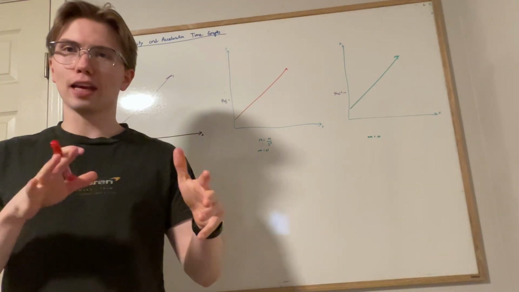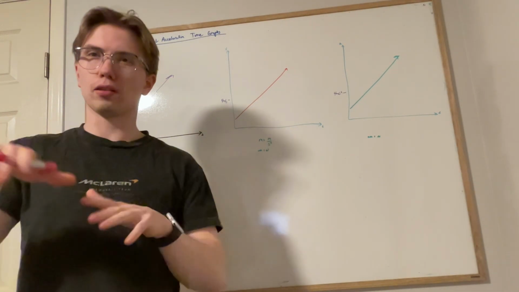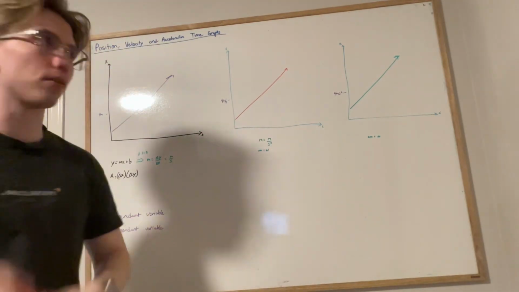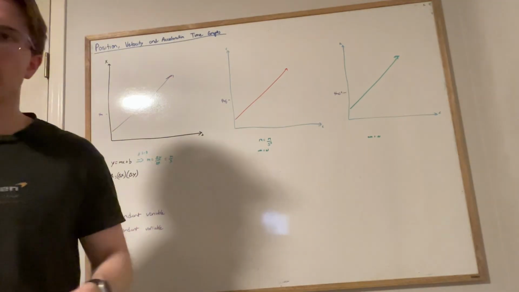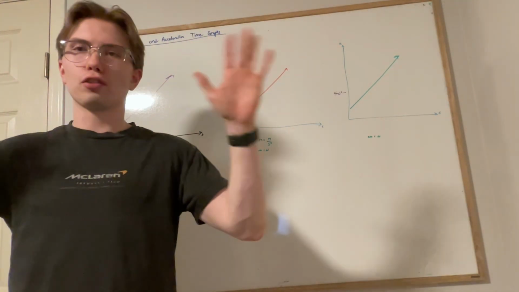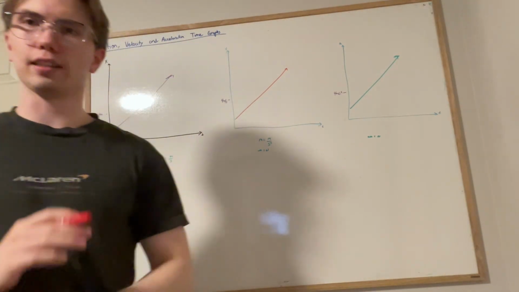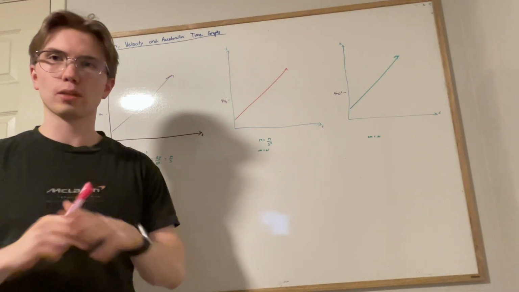Today I'm trying a different camera angle. I know it's a little slanted, so bear with me on that. But today we're going to be talking about position, velocity, and acceleration time graphs in relation to the MCAT. So if you are a first year physics student, this is not getting into calculus. This is going to be pretty basic. We're just talking about simple stuff.